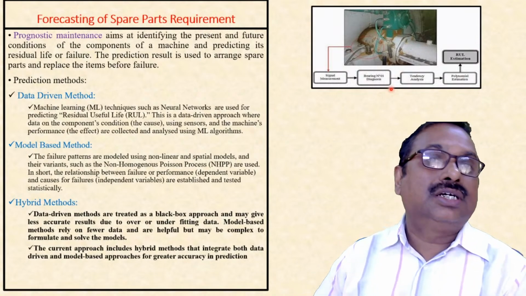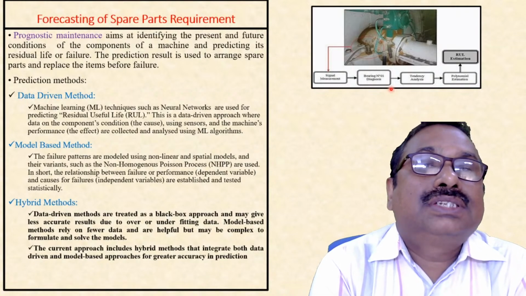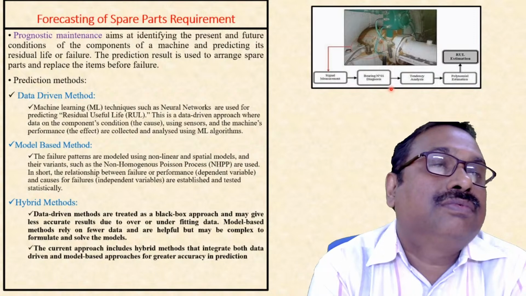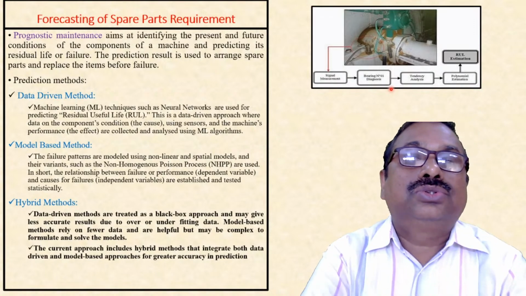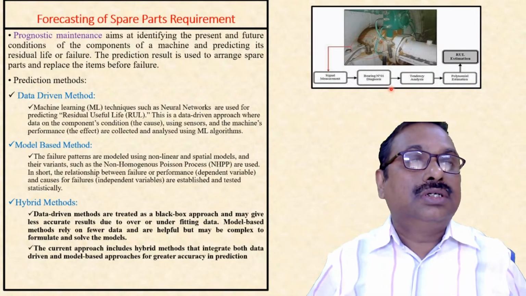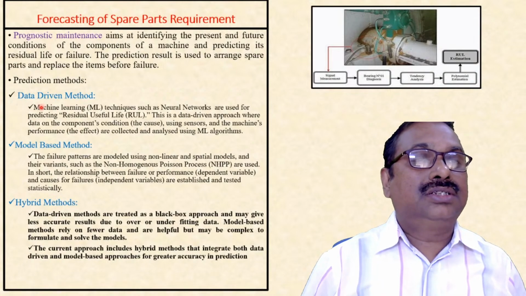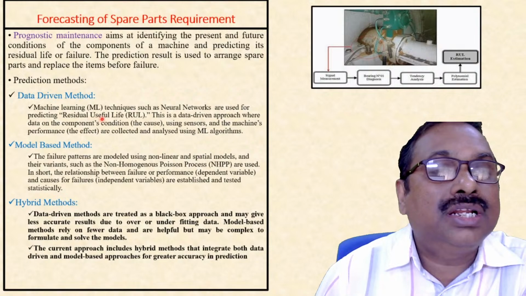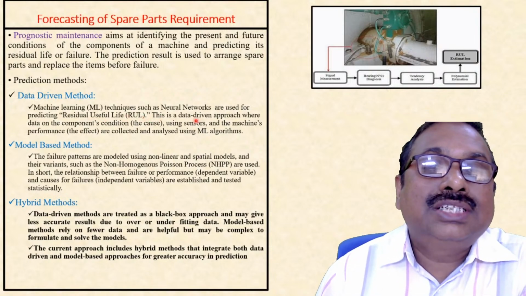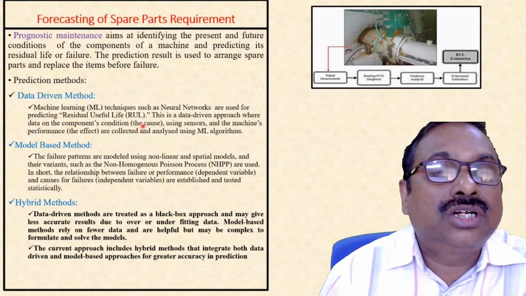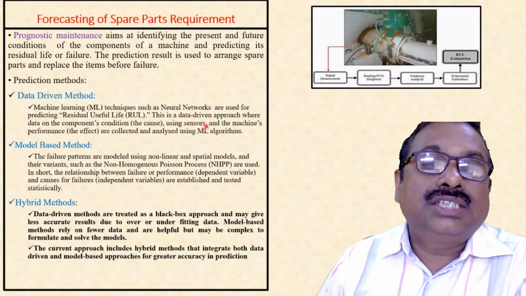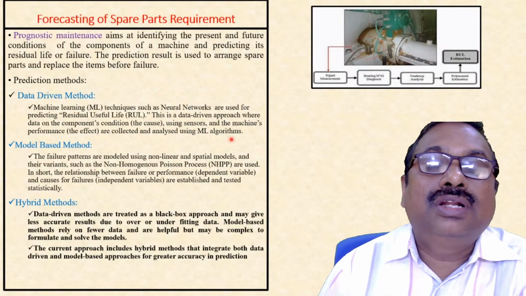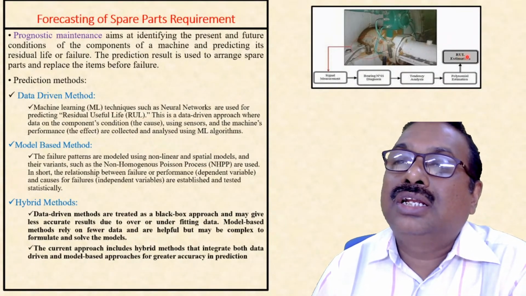Next is forecasting of spare parts requirement. Prognostic maintenance aims at identifying the present and future conditions of the components of a machine and predicting its residual life before failure. This prediction result is used to arrange spare parts and replace the items before failure. There are some methods. One is the data-driven method. Here machine learning techniques such as neural networks are used for predicting residual useful life. In this data-driven approach, data on the component's condition, the cause, using sensors, and the machine's performance, the effect, are collected and analyzed using machine learning algorithms. So this is the RUL estimation.